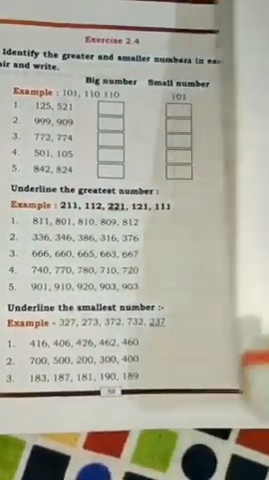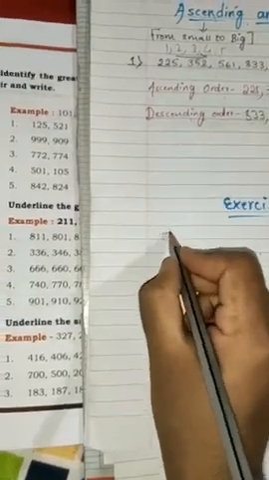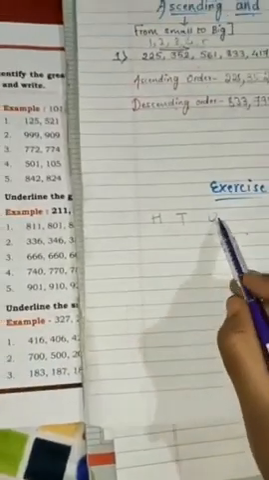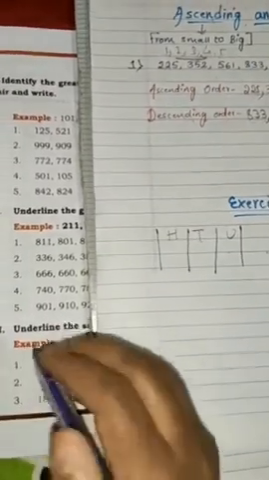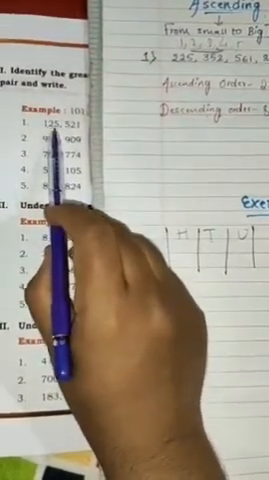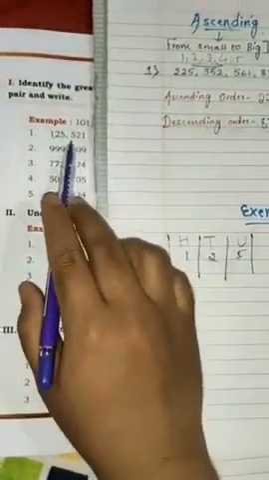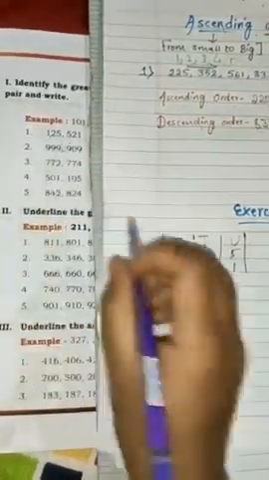First, let us arrange these numbers in the place value table. So, hundreds, tens, units. We'll arrange all these numbers here. First is 125. 5 is in the unit place. 2 is in the 10 place. And 1 is in the 100 place. Next, 521. 1 is in the unit place. 2 is in the 10 place. 5 is in the 100 place.